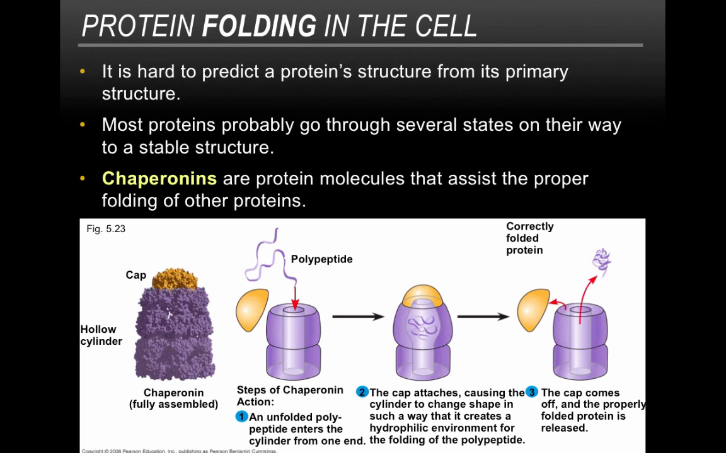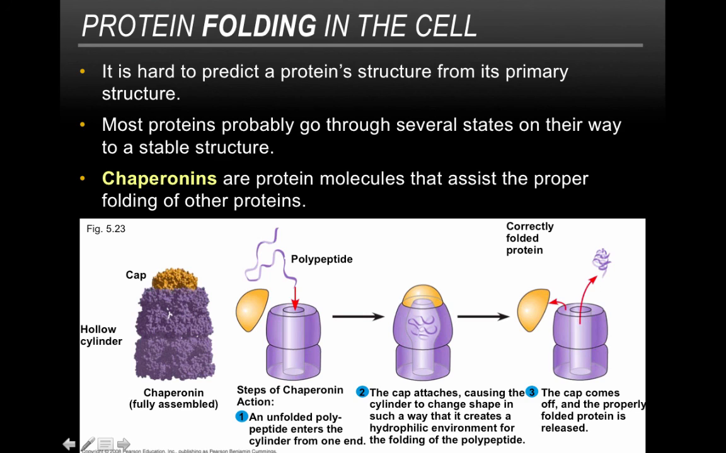So many proteins require help folding, and that help is provided by another group of proteins called chaperonins, or chaperone proteins. These are barrel-shaped proteins that assist in the proper folding of other proteins. And you can see a chaperonin illustrated on the left.